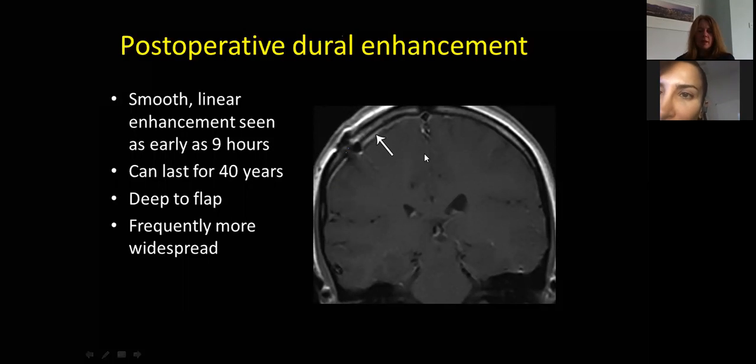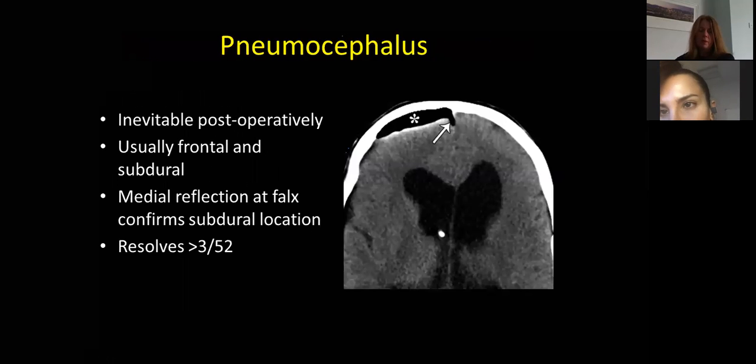And if, of course, you've got a meningioma, it can be quite difficult to say, okay, is this a recurrent meningioma with dural involvement, or is it actually post-operative? So it's all about looking at the previous imaging and looking at the follow-up imaging. And yeah, it can be very widespread. It doesn't have to be just deep to the flap. It can actually be bilateral, sort of pachymeningeal enhancement everywhere after surgery.